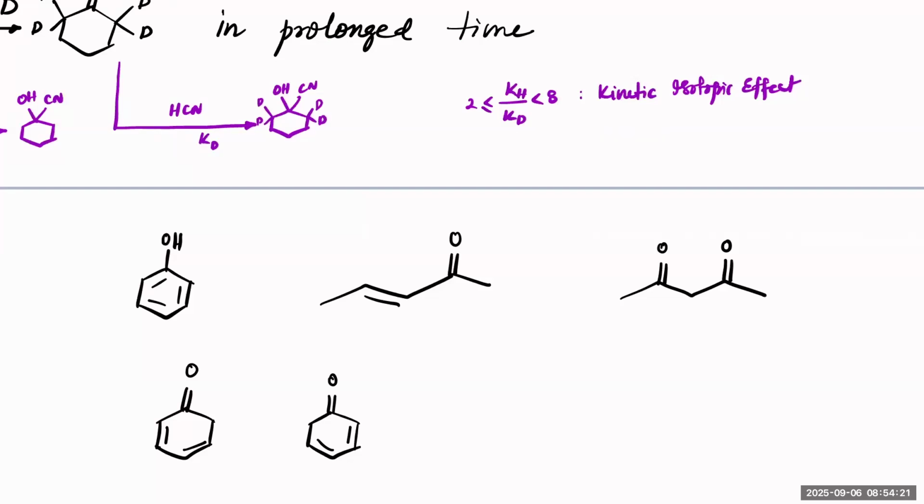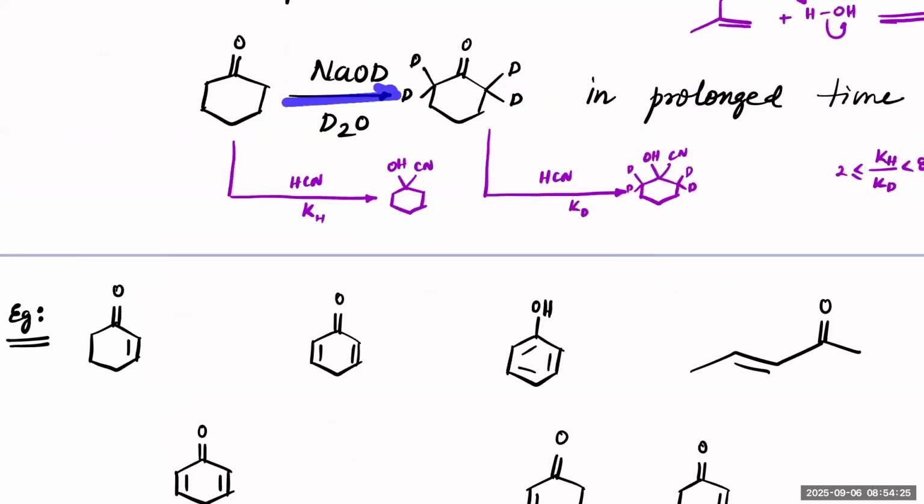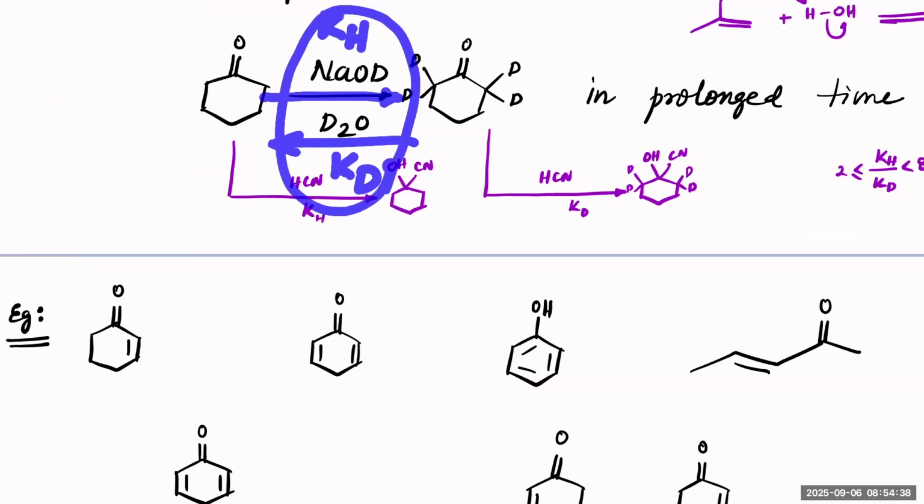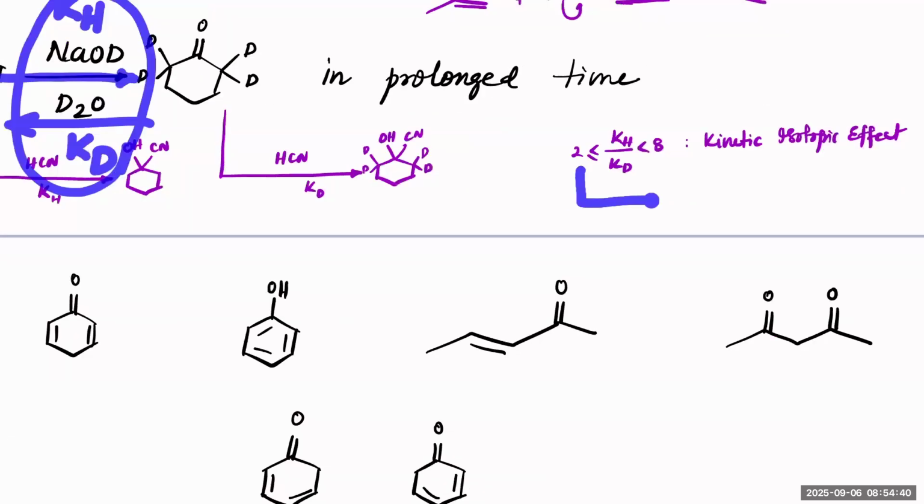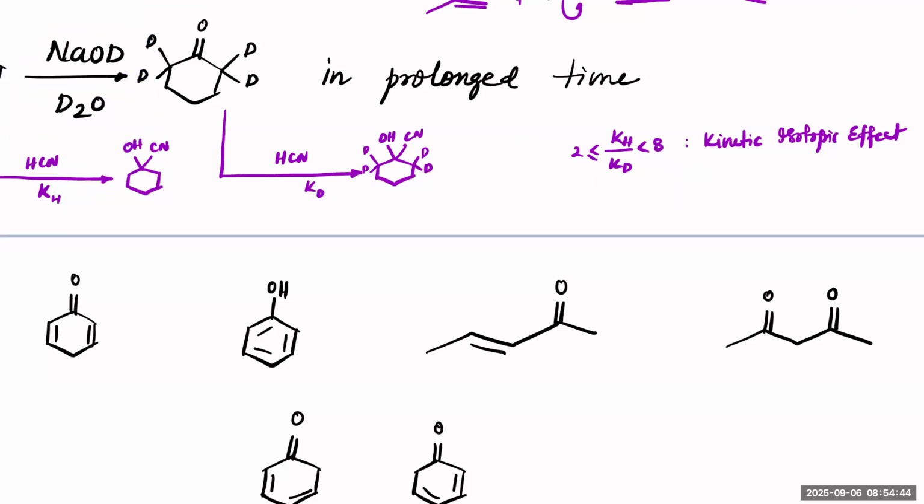Just like that, if you make a tautomerism, the forward side tautomerism rate constant is Kh, and the backward side tautomerism is Kd. Then the ratio of Kh and Kd, as long as it lies between 2 to 8, definitely hydrogens will get replaced by deuterium.